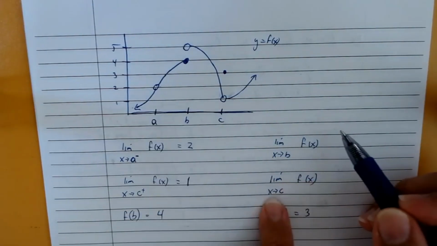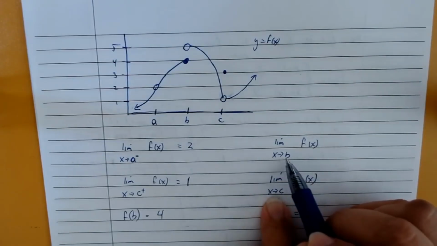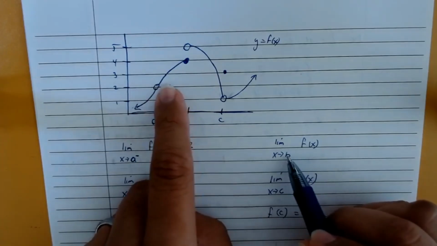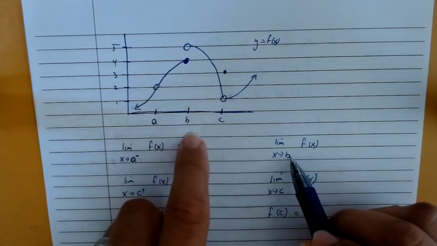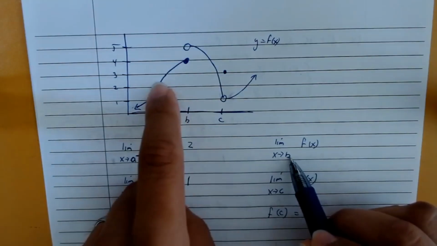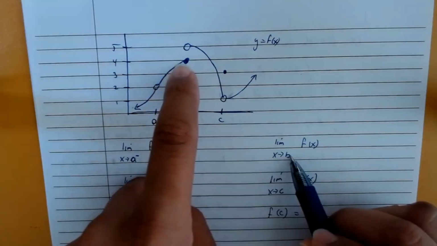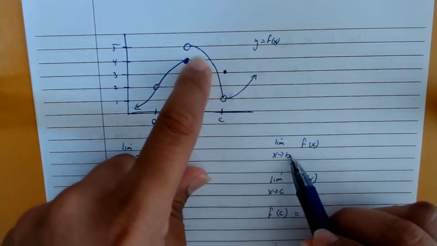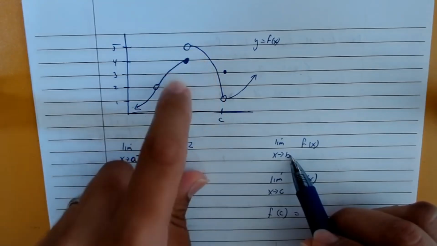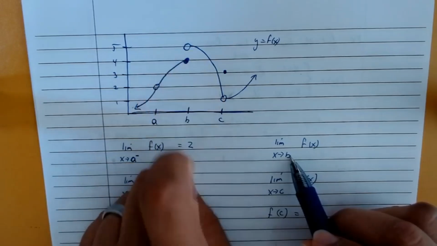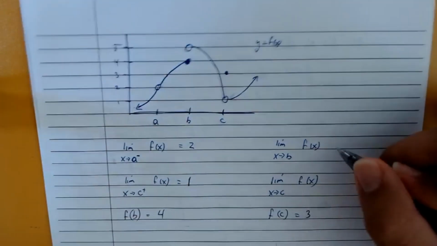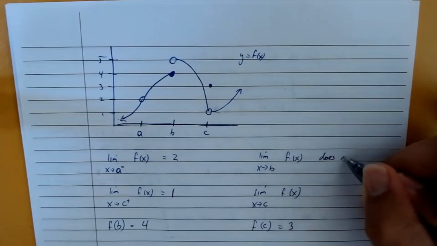But let's see our limits overall. The limit as x approaches b, not from the left or from the right, but overall. Okay, well, in order to determine whether the limit exists, you have to make sure that it's the same on both sides. So if I approach b from the left, I'm going up and up and up toward 4. As I approach from the right, I'm going up and up and up. Oh, but that's going toward 5. So here the limit from the left of b is 4, but the limit from the right of b is 5. Since those are not the same, that means this limit does not exist.